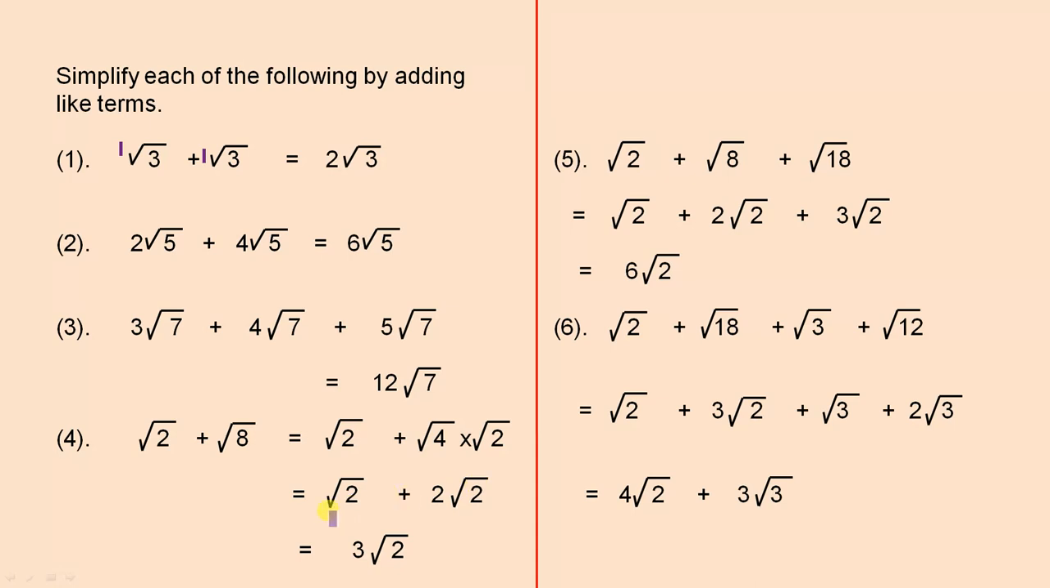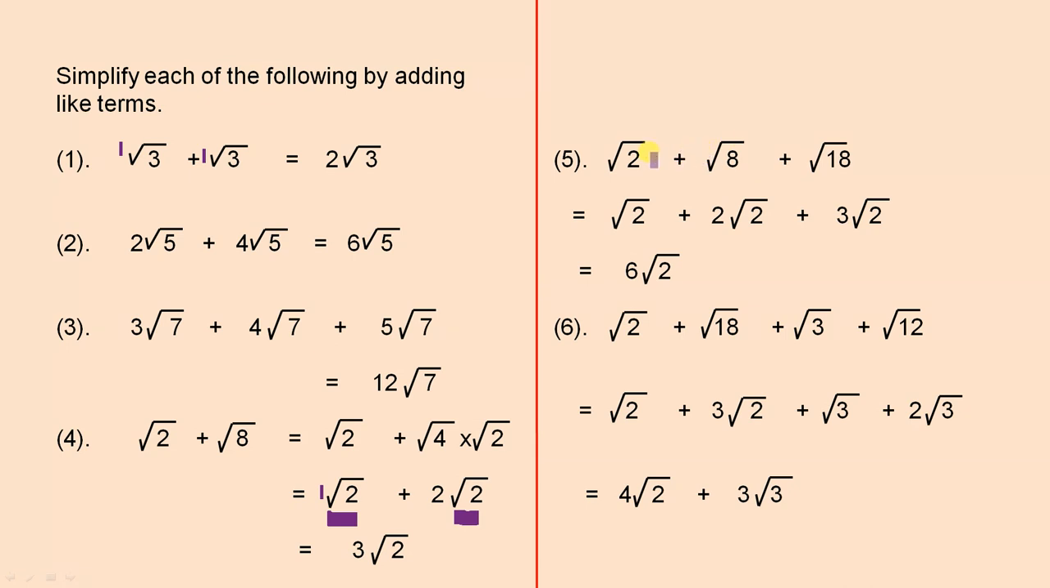Now we have like terms because we have the square root of 2 here and the square root of 2 there. So 1 the square root of 2 plus 2 the square root of 2 is 3 the square root of 2. So we are allowed to add those together now, even though in the beginning it appeared as though we could not do that.